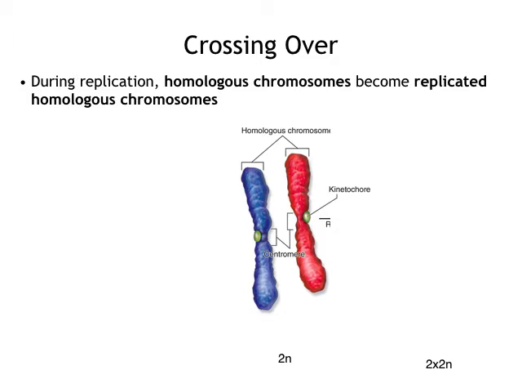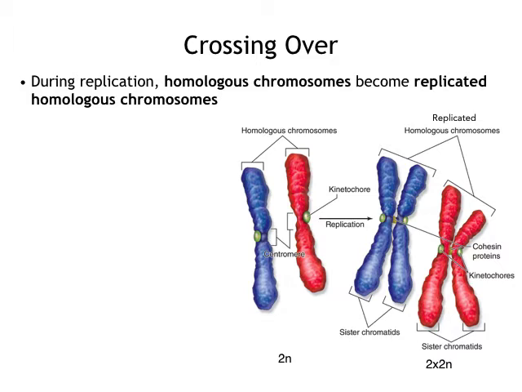They are both chromosome 1, but they're slightly different, right? Because your mom and dad are slightly different. So these are similar, so we call them homologous chromosomes. Now, during S phase, they're replicated, and they become replicated homologous chromosomes. They become these little X's.